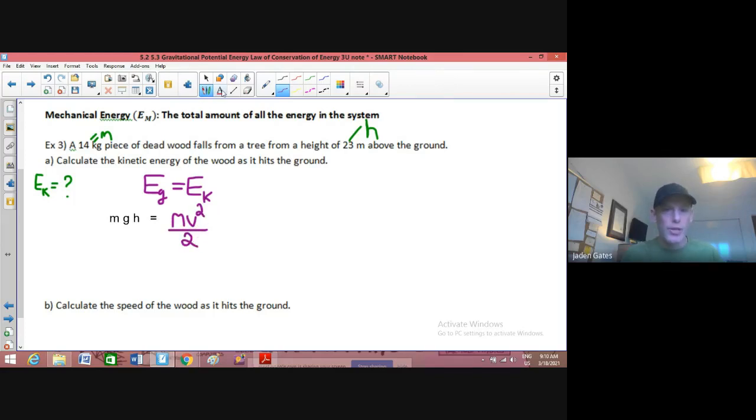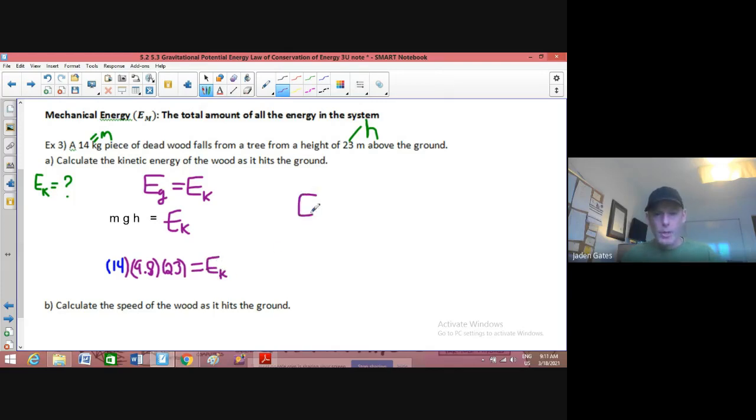All right, so what I can do is substitute in my values. Actually, we're just trying to find the gravitational potential energy here. So let's erase that and let's put in EK. All right, so all our gravitational potential energy is being converted into kinetic energy. And so I have mass times my 9.8 times the height, and this branch is falling from a 23-meter height, all right, is equal to EK.